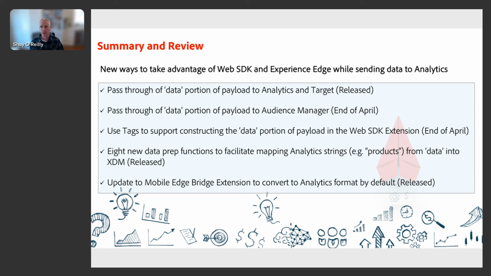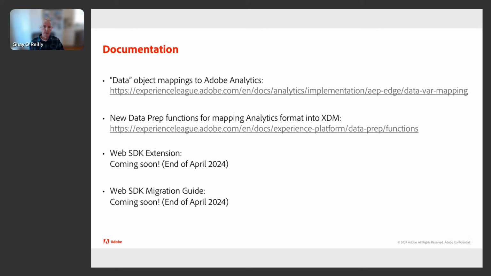So there's a lot of exciting stuff coming out. In terms of documentation, for the stuff that's already released, there are the data object mappings into analytics. So if you want to know what structure the data should be in to pass through to Adobe Analytics, this is how you do it. We've got that there. And then the new data prep functions are also documented. The extension functionality is not yet released, and the docs will release with them by the end of April, within a couple weeks. And then, exciting in addition to that, we've got a WebSDK migration guide, which should be a great resource, and that will also be coming out by the end of April.